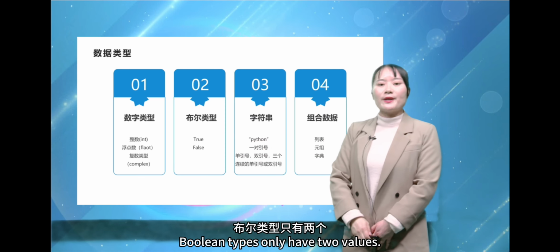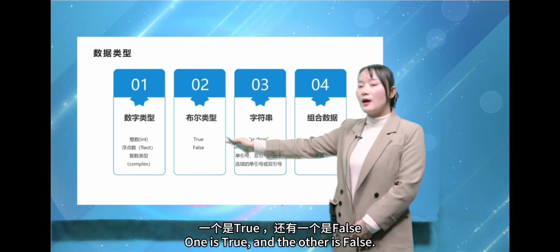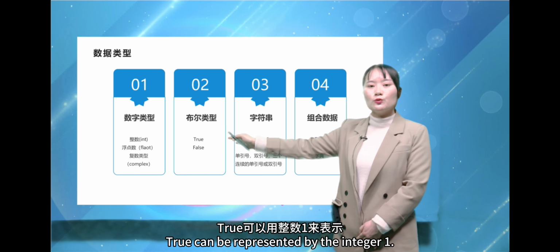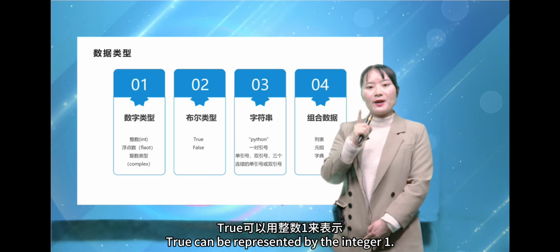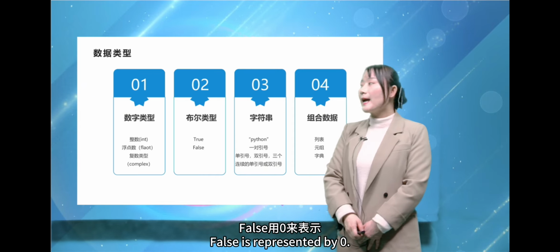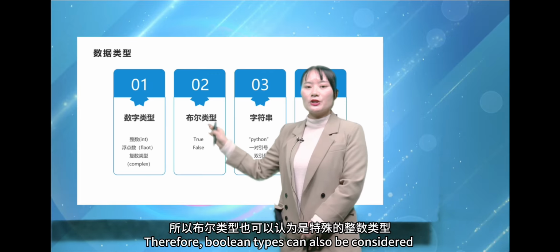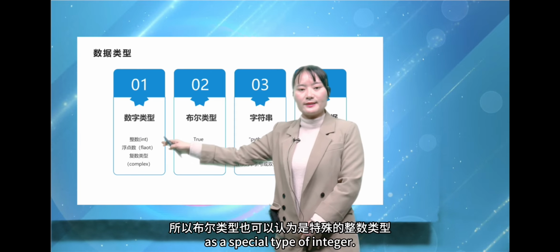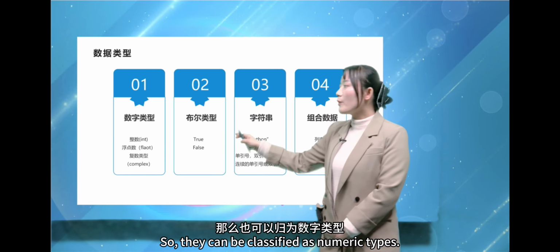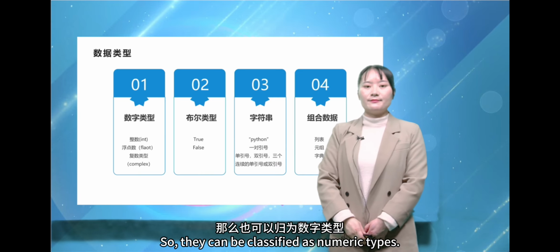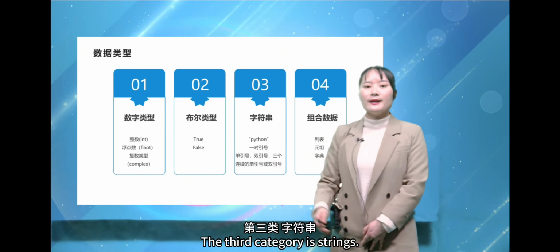Boolean types only have 2 values. One is true, and the other is false. True can be represented by the integer 1. False is represented by 0. Therefore, Boolean types can also be considered as a special type of integer, so they can be classified as numeric types. The third category is strings.